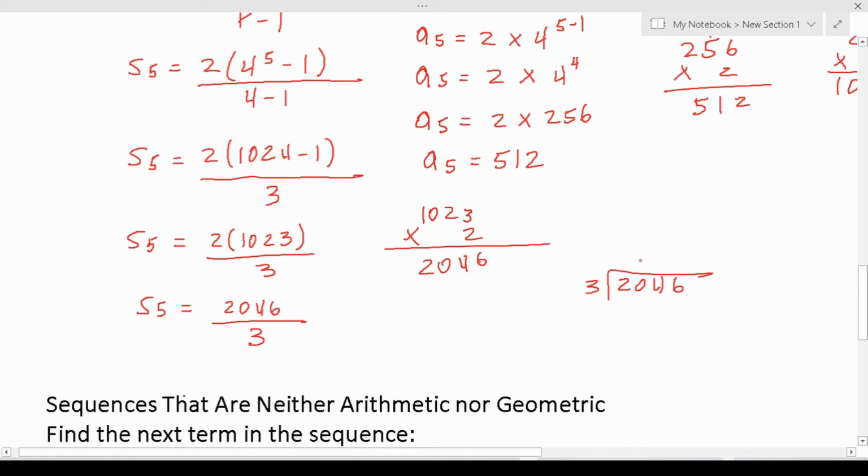3 goes into 26 eight times. Given that 3 times 6 is 18, subtract. 20 minus 18 is 2. Drop down this 4. Drop down this 6.